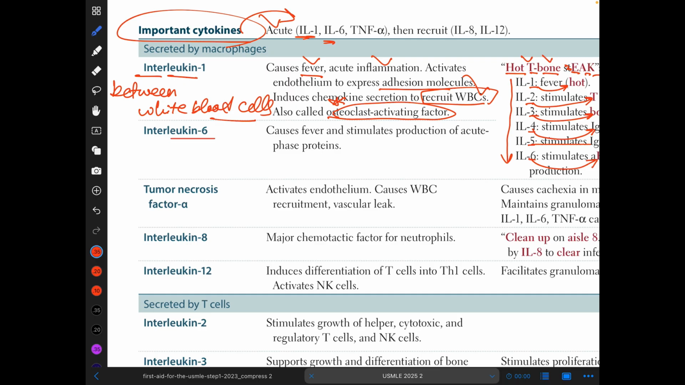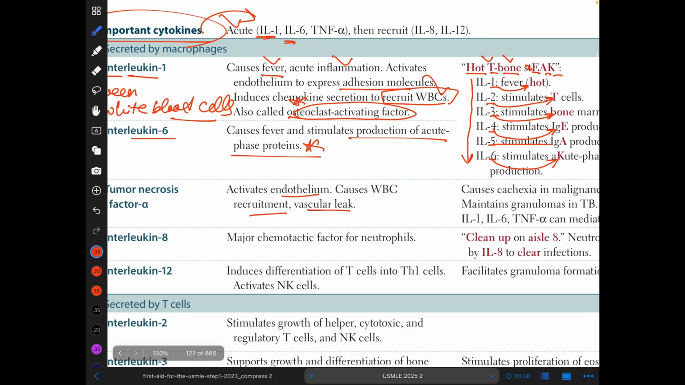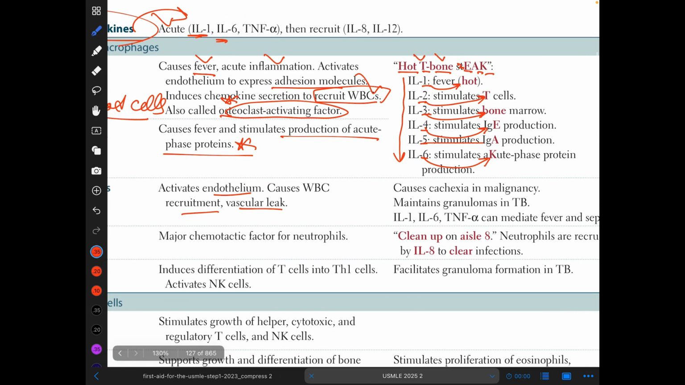Interleukin 6 also causes fever, but it stimulates the production of acute phase proteins. This is the most important function of interleukin 6, the production of acute phase proteins. Second, we have tumor necrosis factor alpha. Tumor necrosis factor alpha is going to activate the endothelium and cause WBC recruitment and vascular leak. And it causes cachexia in malignancy and maintenance of the granuloma in TB.